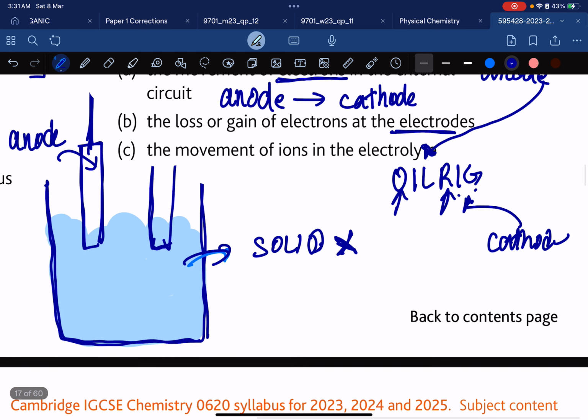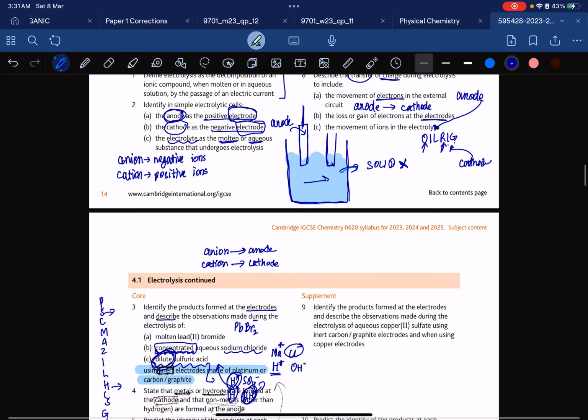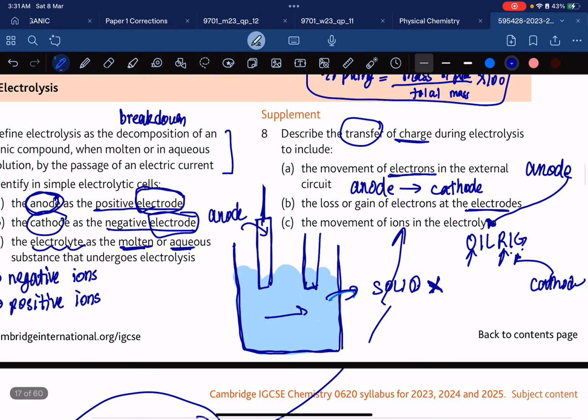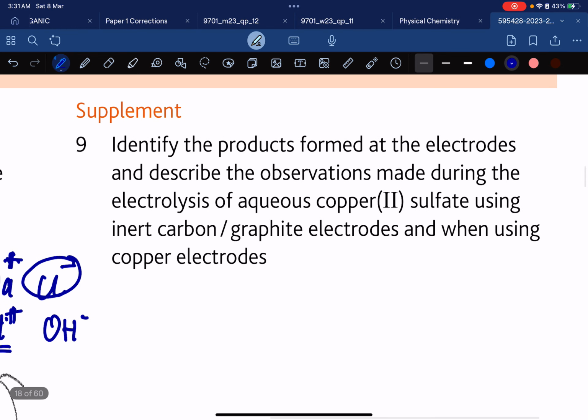So ions move in the electrolyte. So basically what I said over here, yes, anions move to the anode and cations move to the cathode. This is what they are saying over here. Then identify the products formed at the electrode and describe the observations. So we just did that.